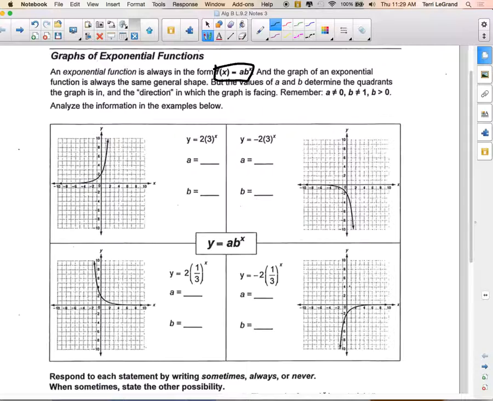Okay, well let's backtrack a little bit. A is the starting amount. It is when x is equal to 0.